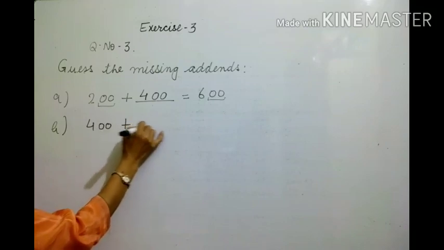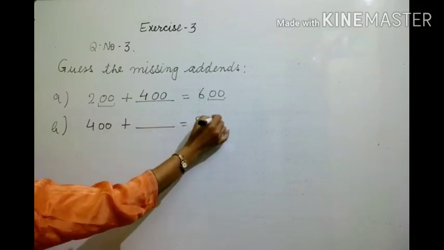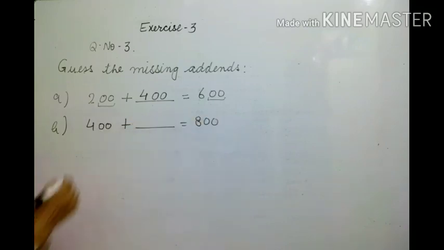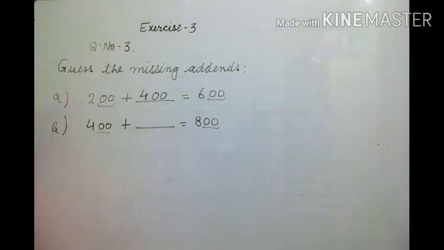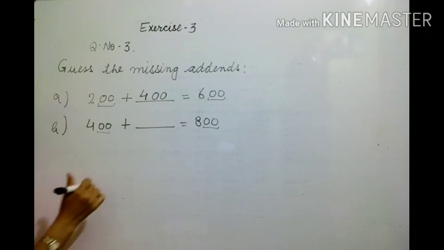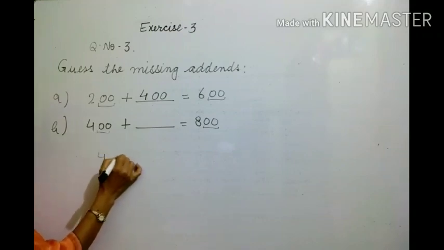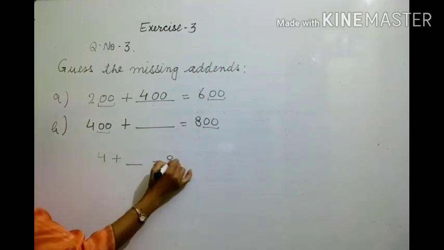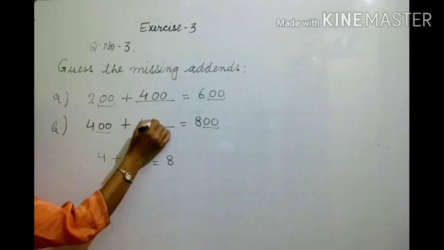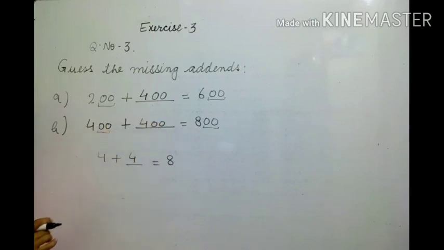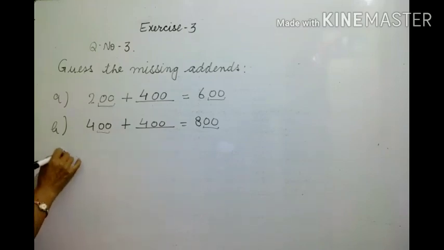Let's take the B part. 400 plus something. Now, 4 is followed by 2 zeros and 8 is also followed by 2 zeros. We will take an idea of what we add to 4 to get 8. 4 plus 4 is 8. So here 400 will come. In this way we find the missing addend. Let's take one more part.